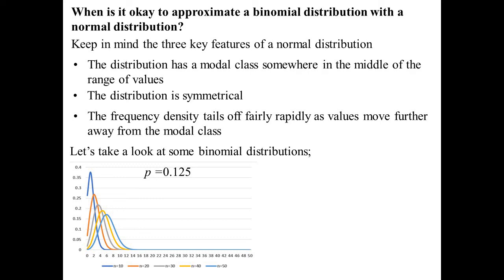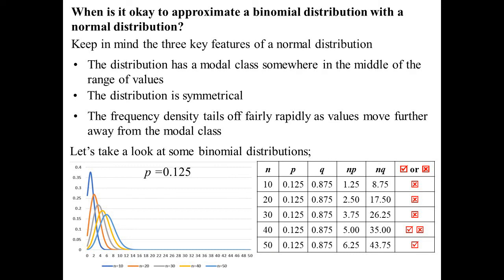So 10, 20, 30, 40, and 50. The question is, which ones, if any, would be okay to say, yeah, that looks like a normal distribution? It's got those features we were looking for. Here are the things that I'm looking at: probability of success, and obviously probability of failure. But I'm also looking at NP and N times Q. And over in the right column, I'm deciding yes it is or no it's not.